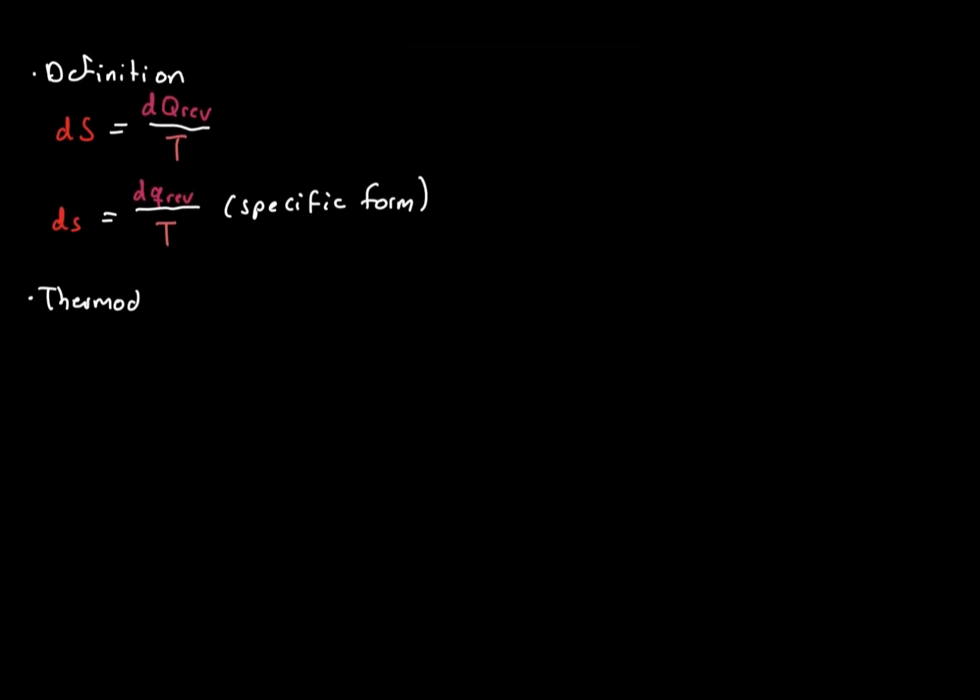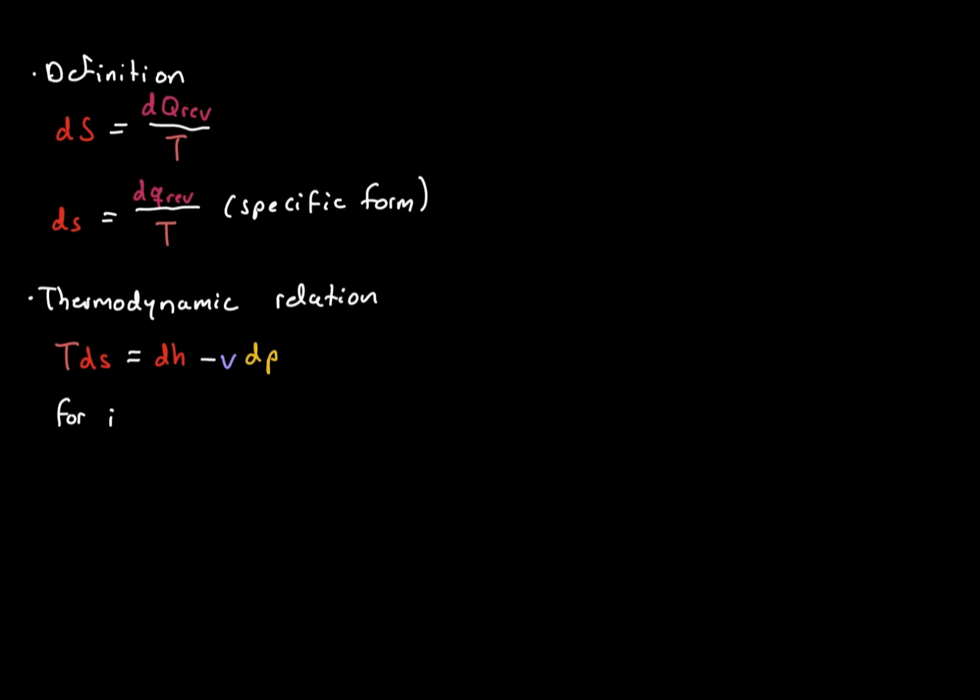Now, to make this usable, we connect entropy to measurable quantities. We use the relation T ds equals dH minus V dP. This equation shows something important. Entropy can change due to temperature changes and due to pressure changes.